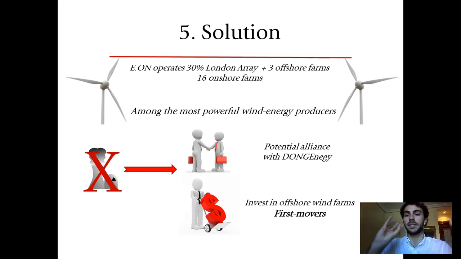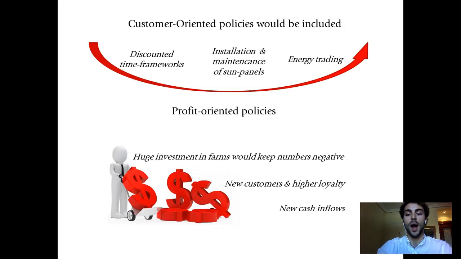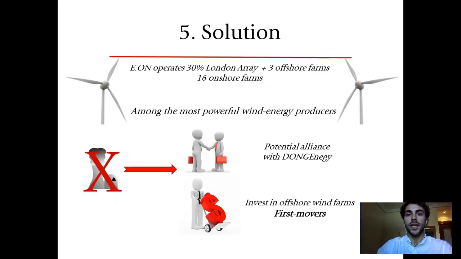However, Ian operates 30% of the London Array, which is the biggest offshore wind farm in the world. Moreover, they also operate 3 other offshore wind farms, and that's the reason why Ian is considered one of the most powerful wind energy producers in the UK. Ian also owns and operates 16 other onshore sites. This will be a factor to take into account in trying to find a competitive advantage in relation to competitors, as Ian already has experience in this field, meaning that it will be easier for them to specialize in it, as rivalry will be lower.